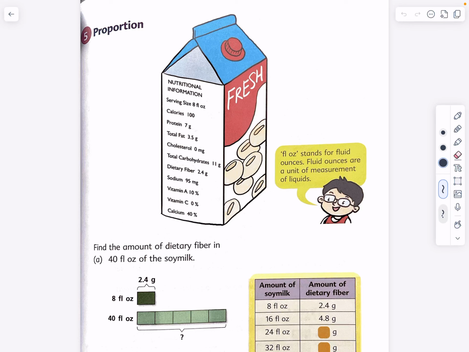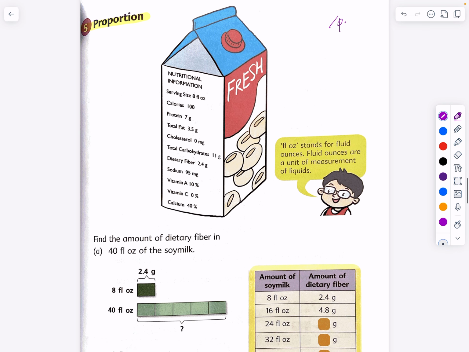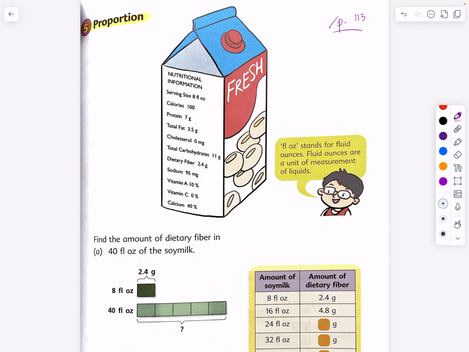Hello, the topic of today's lesson is to solve proportional relationships. We call it simply proportions. We are in our textbook, page 113. Let's start with a simple word problem.